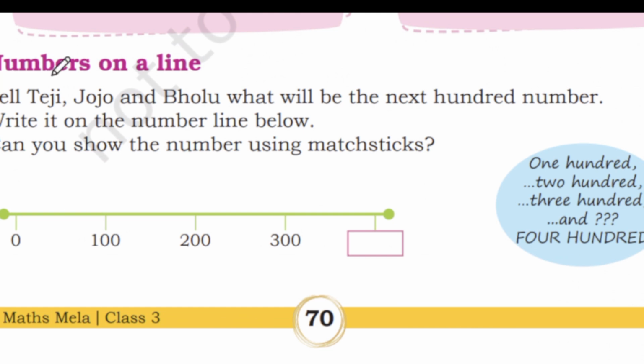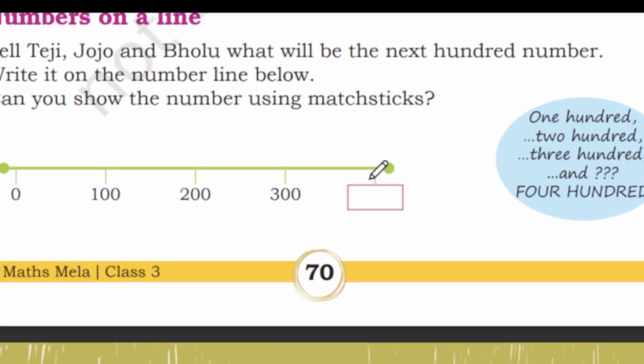Next one. Numbers on a line. Tell Tiji, Jojo and Bolu what will be the next 100 number. Write on the number line below. Can you show the number using matchsticks? Okay, this is an activity you have to do with the matchsticks, but here we can complete this number line.